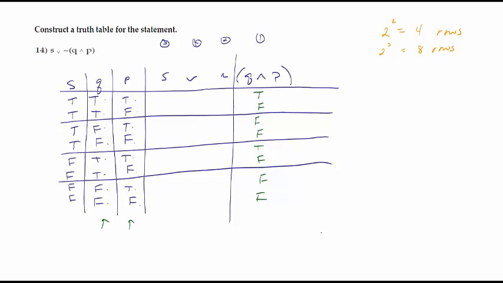So moving over to the next one, I need to find the negation of Q and P. So it's just going to be the opposite truth values. Again, I'm looking at this column right here and I'm taking the negation. So this becomes false, true, true, true, false, true, and then true, true.